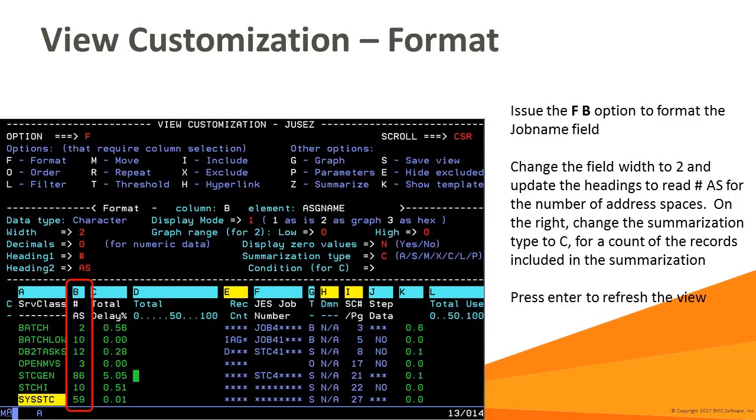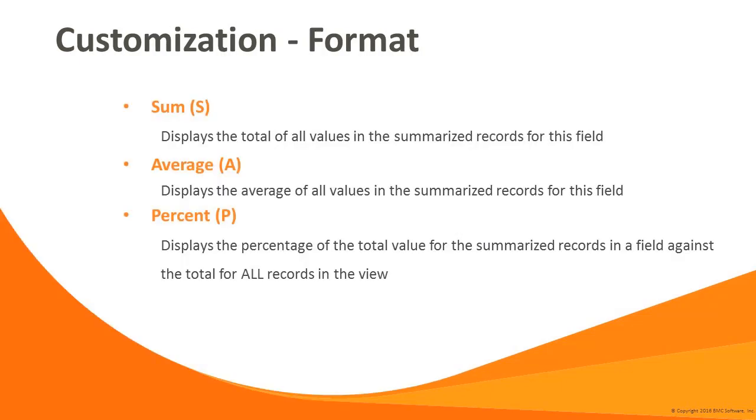Once we've completed all desired customization to a view, press F3 to exit the customization dialog, and you'll be prompted to save the view and provide a name. Regardless of whether you save the view or not, the view currently displayed will continue to show the customization until the view is redisplayed. This is a good time to discuss the various summarization types found in the View Customization Format option.